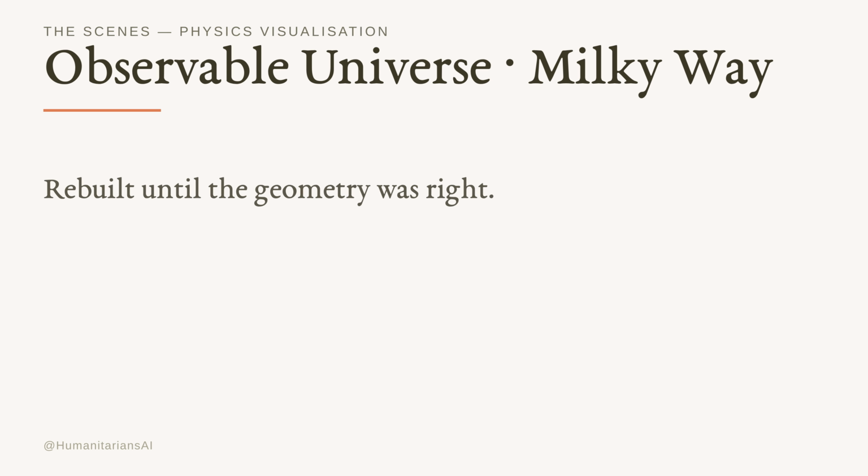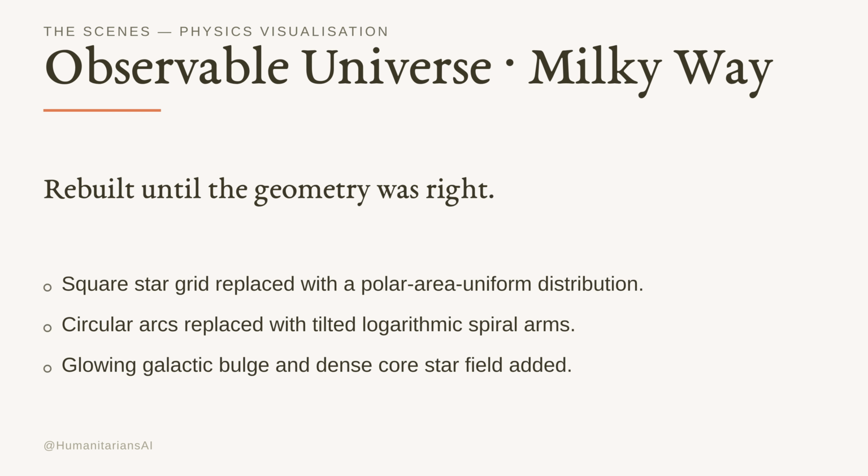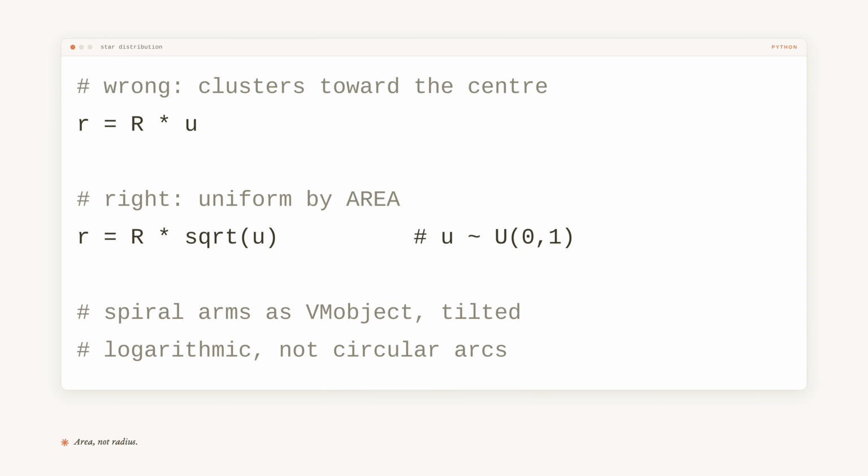With the environment working, the actual animation began. 2 scenes, the Observable Universe and the Milky Way. Both started as naive approximations and both were rebuilt, because the first versions were geometrically wrong in ways an audience would feel even if they could not name it. The star field is the clearest example.